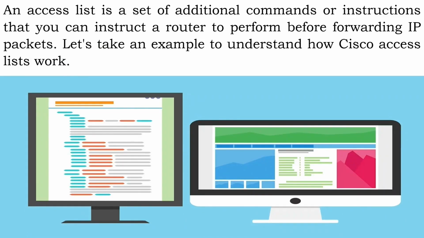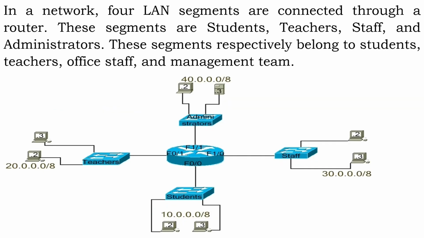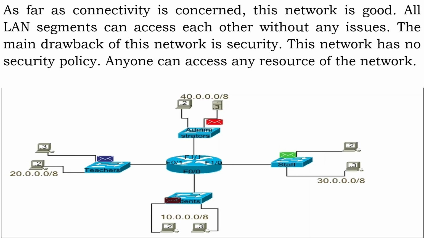An access list is a set of additional commands or instructions that you can instruct a router to perform before forwarding IP packets. Let's take an example to understand how Cisco access lists work. In a network, 4 LAN segments are connected through a router. These segments are students, teachers, staff, and administrators. These segments respectively belong to students, teachers, office staff, and management team.